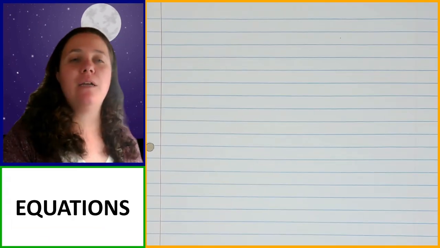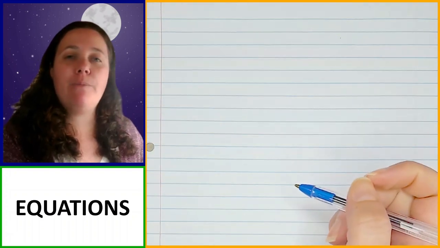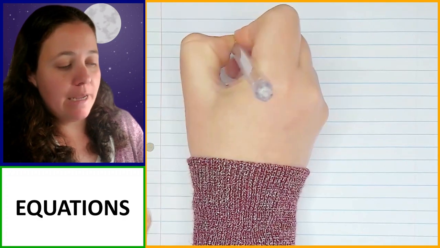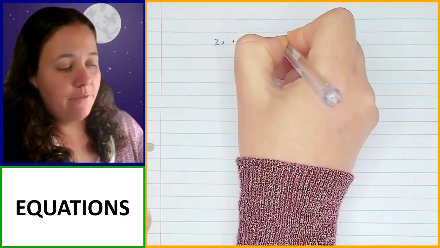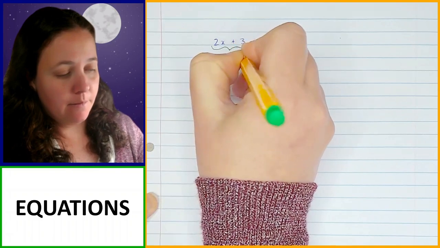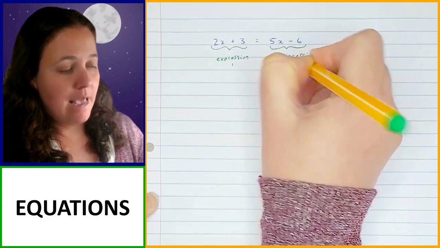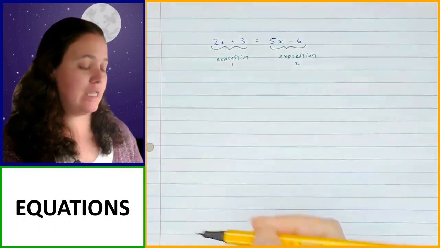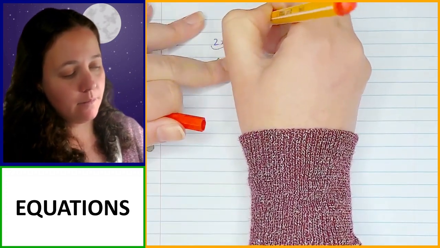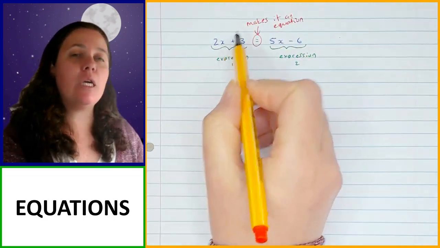So first of all, we need to establish what an equation actually is, okay? When you talk about an equation, it is where you have a mathematical statement that says that one expression is equal to another expression. So it could be something like this: 2x plus 3 equals 5x minus 6. Over here, I've got my one expression, and here I've got my other expression. And I'm saying that those two are equal to each other. Here's my equal sign, and this equal sign is what makes it an equation. It is equating the two. It's saying that this is equal to that.